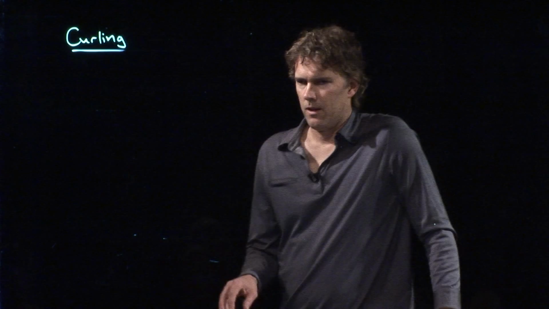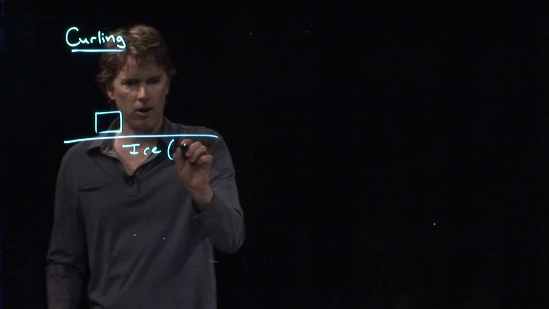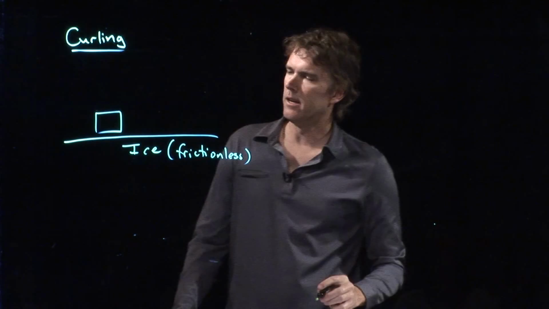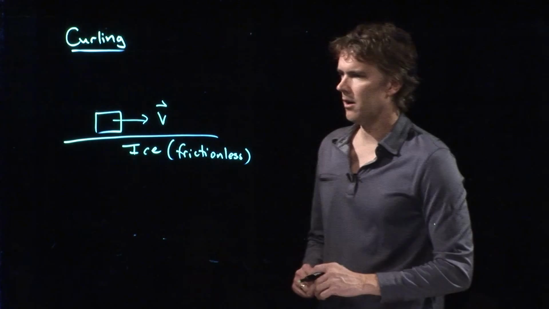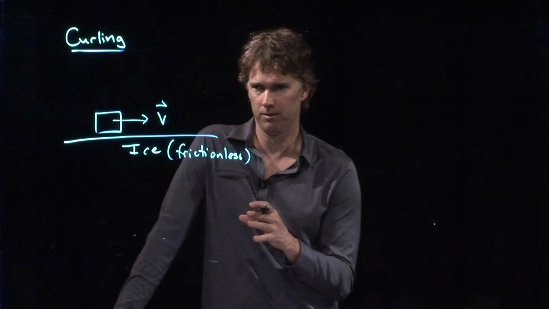Let's talk a little bit more about curling and this idea that we have a block that's sliding along on the ice. And let's say that our ice really is frictionless. Okay, if the block is sliding along at velocity v, and there's no change in v, then what we're saying is there must be no net force on this thing. But does that mean there's no force acting on this thing? Are there forces that are acting on that stone?